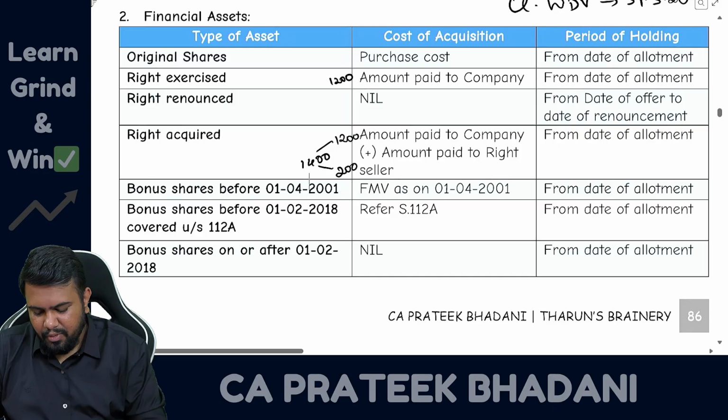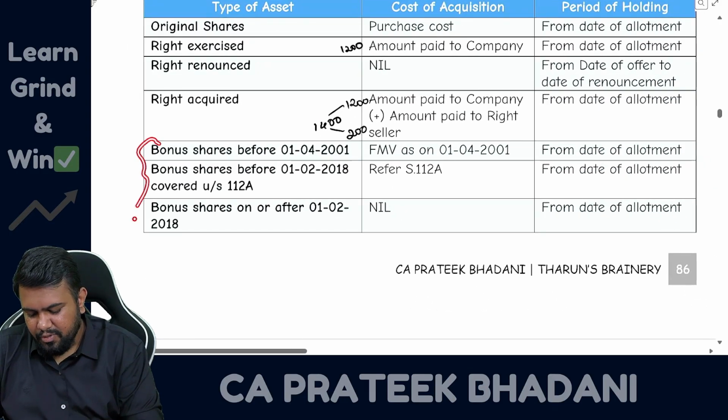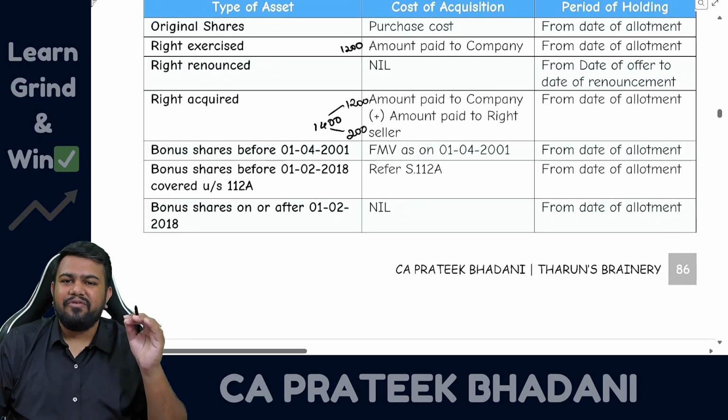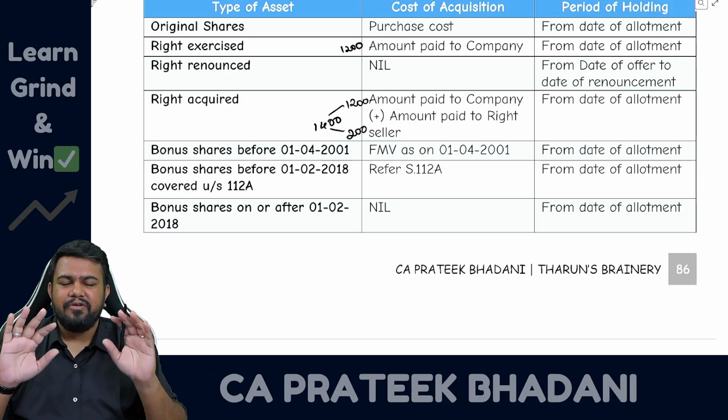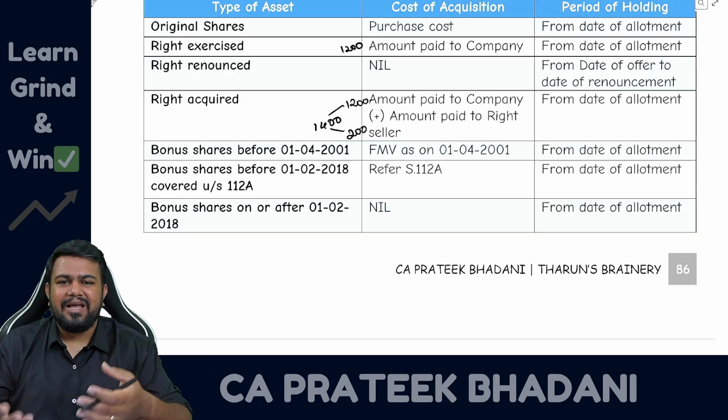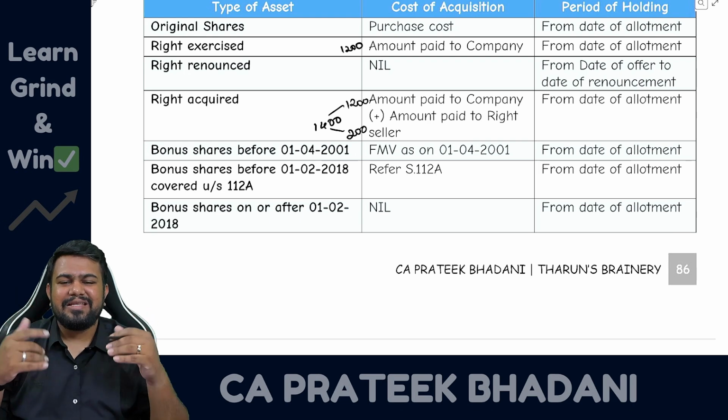Next one, bonus shares. Now let's talk about bonus shares. Bonus shares means shares which are given free of cost. Let's say I am having 5 shares. The company issued a bonus of 1:5. So for 5 shares, I will be receiving 1 share. This 1 share is received free of cost.